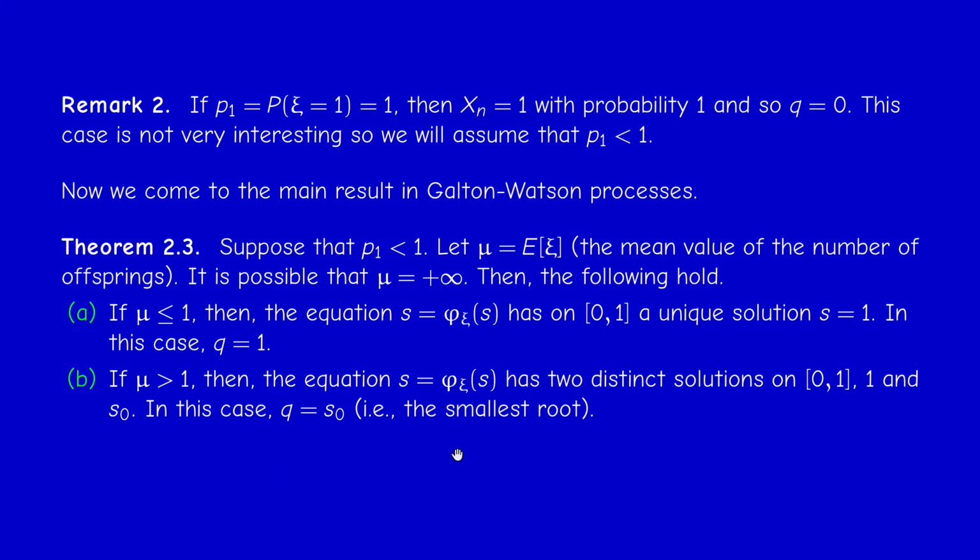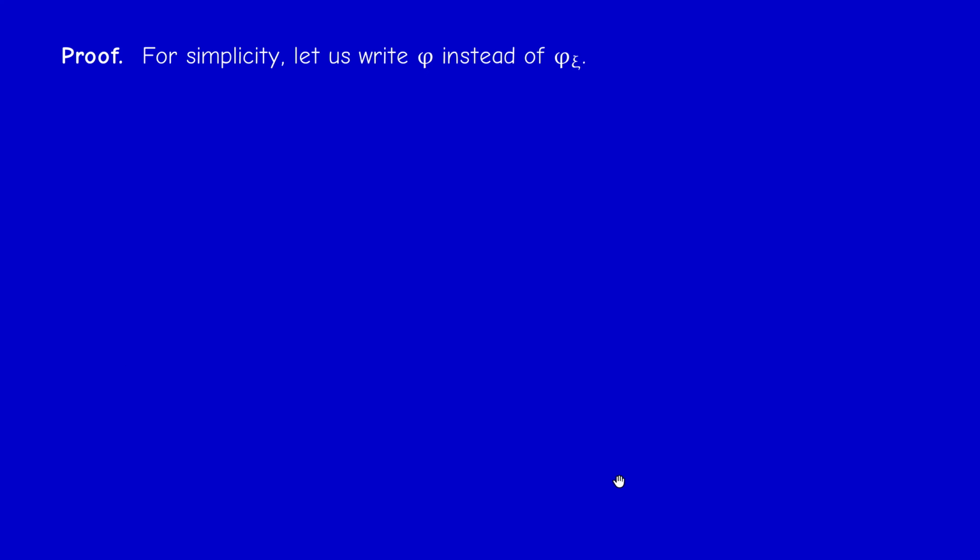Okay, now you may skip the proof if you like, because it's a little bit lengthy, but I will do it anyway. But you must understand what the theorem is saying and be able to apply it. We shall apply it in the exercises. Okay, so proof. So let us, for simplicity, write phi instead of phi xi.